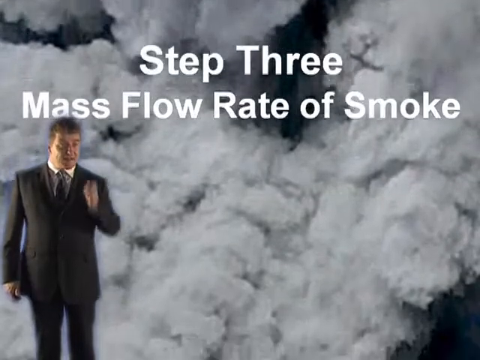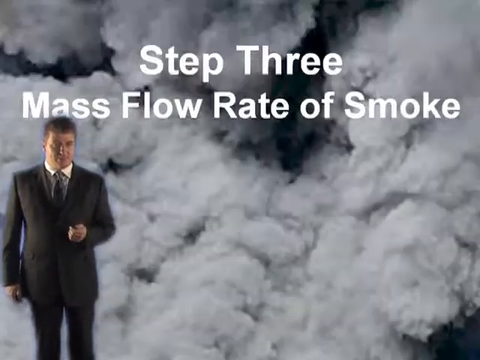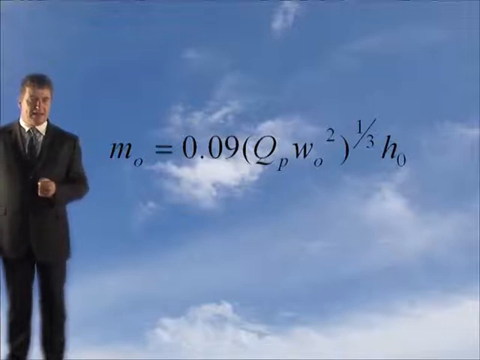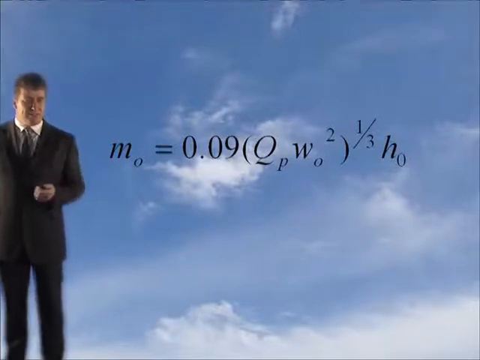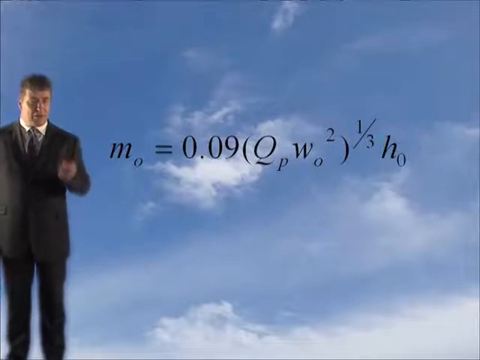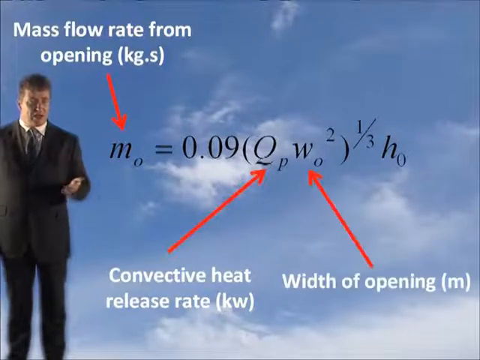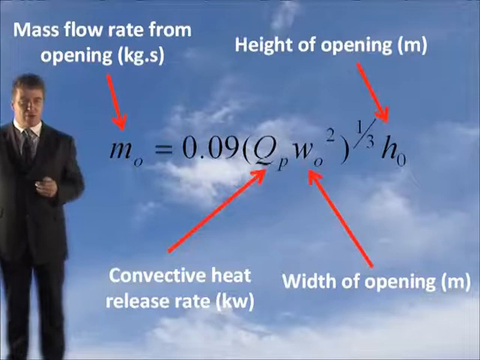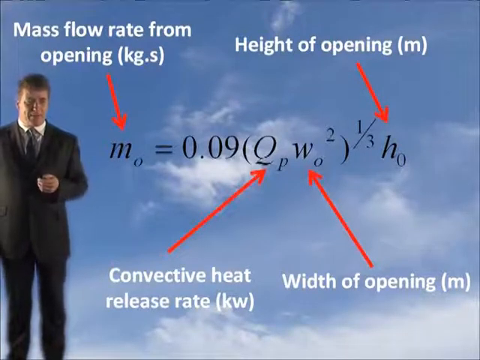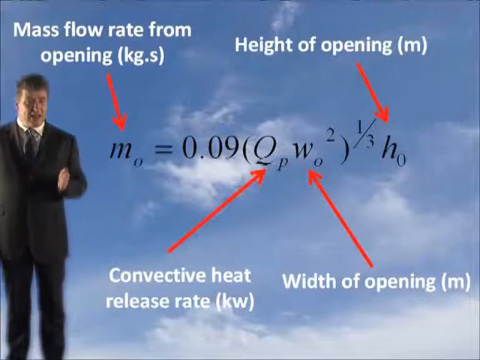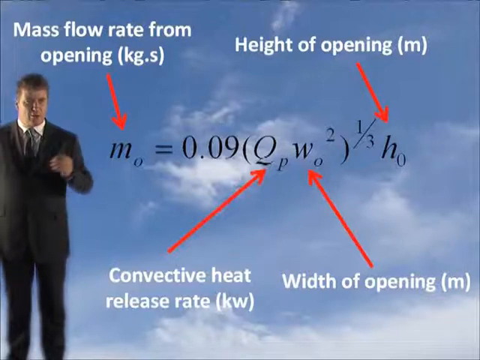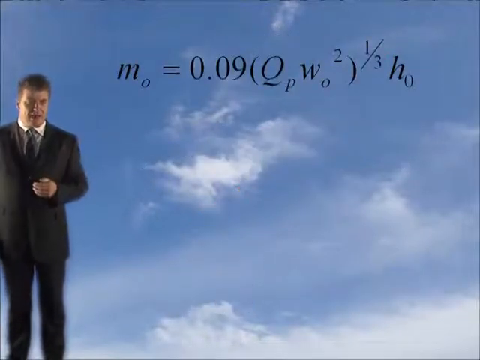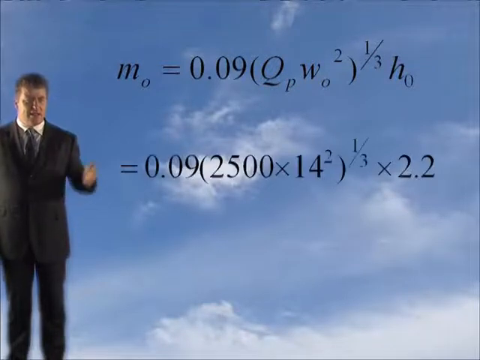So now we know the design fire size, let's determine the mass flow rate of smoke. Now we've got 3 models available, and in this case this is the one we're actually going to use from PD7974. As you can see, it's a fairly simple model with only 3 variables. You've got QP, which is the convective heat output of the fire in kilowatts, WO, which is the width of the opening from the room of origin, and HO, which is the height of the opening. And this model is presented by the Technical Memorandum 1995, issued by the Chartered Institute of Building Service Engineers and also PD7974 Part 2.